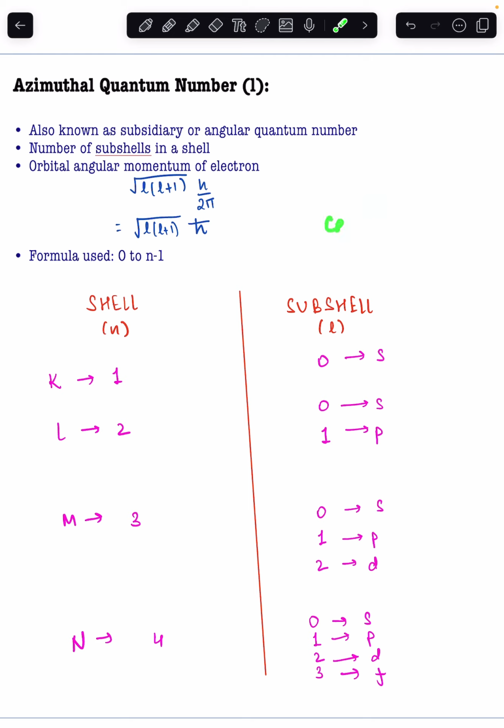Can 2D exist? Now, what would you call the answer to this? No, 2D cannot exist, because the formula used for the azimuthal quantum number should be 0 to n minus 1, but here D itself corresponds to 2. So 2D cannot exist. Okay, so we move forward to the next quantum number.